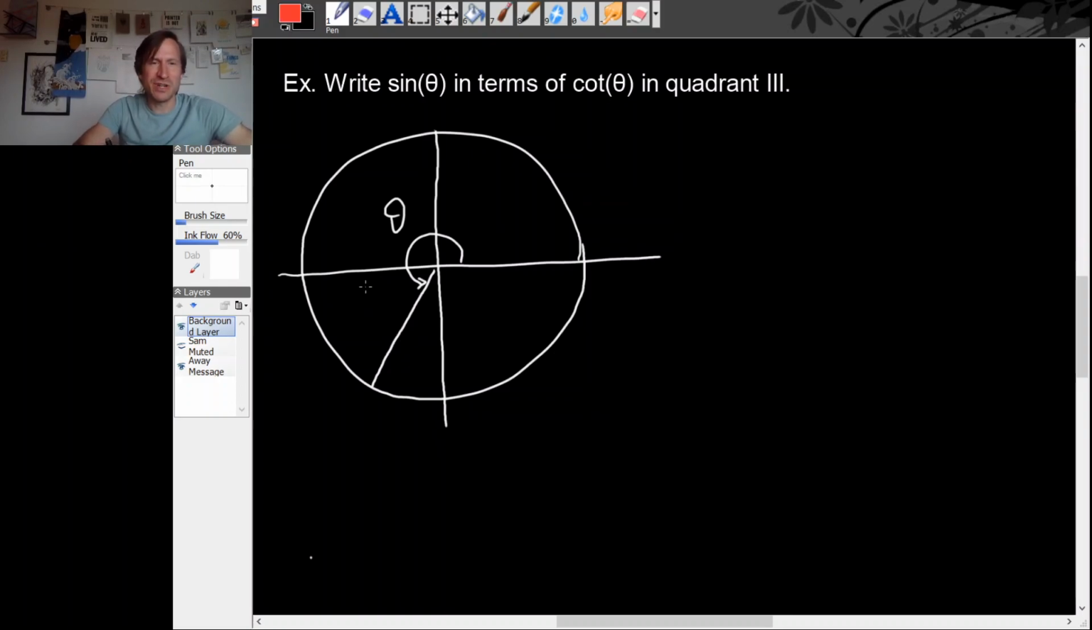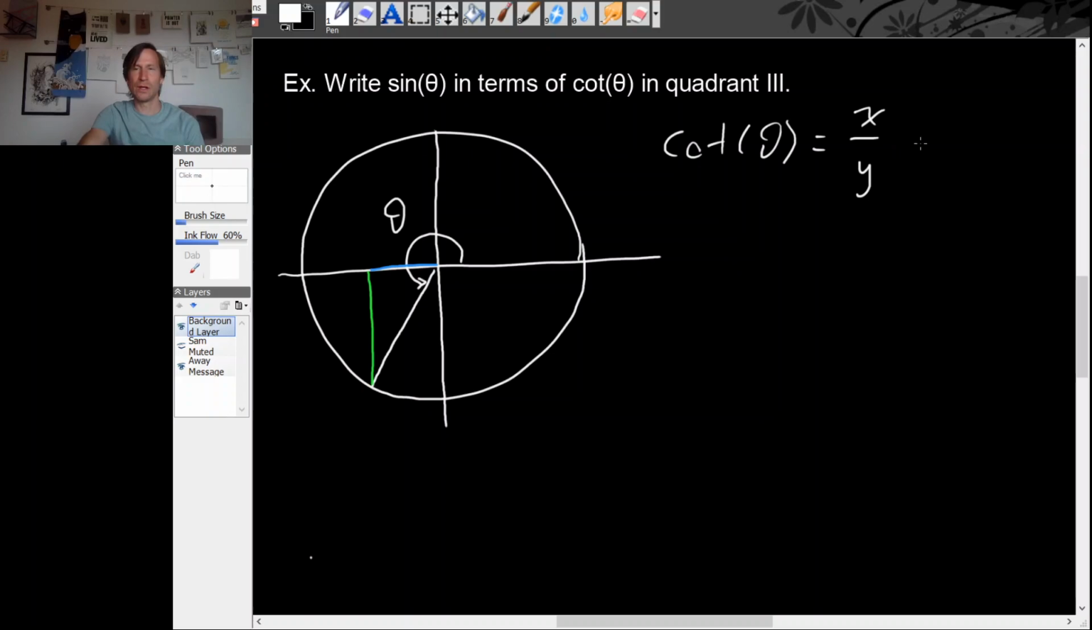And what we're going to do is draw our right triangle with the horizontal and vertical coordinate. And here comes the trick. What we're going to do is label the sides of this triangle so that the cotangent of theta is actually represented in this diagram. So cotangent of theta is, let's see, it's x over y.